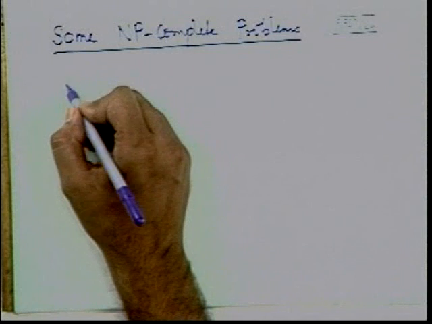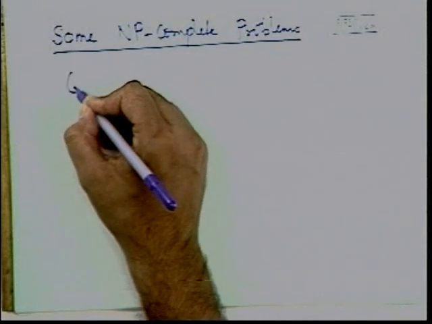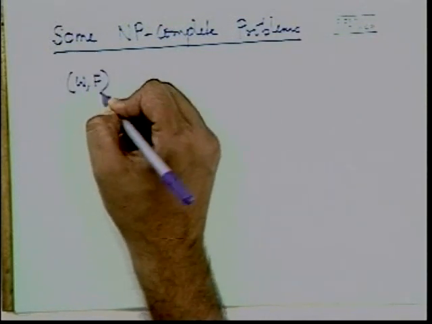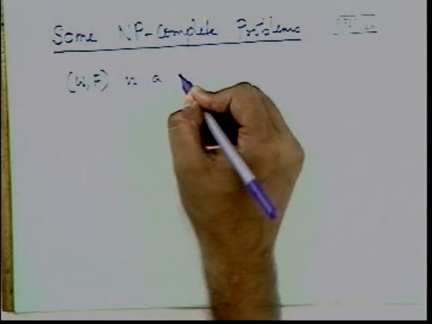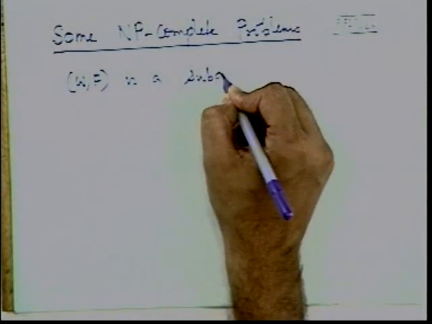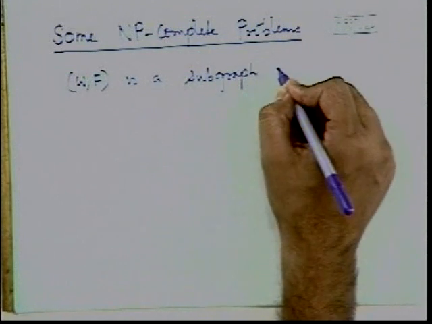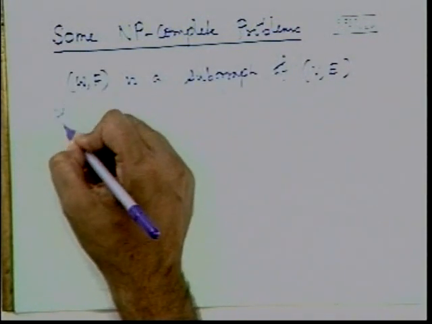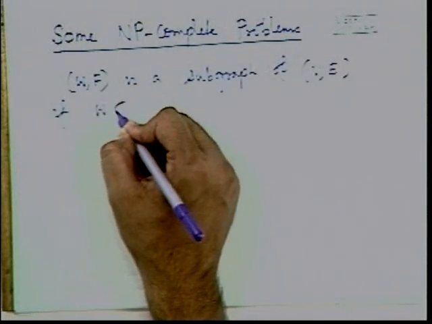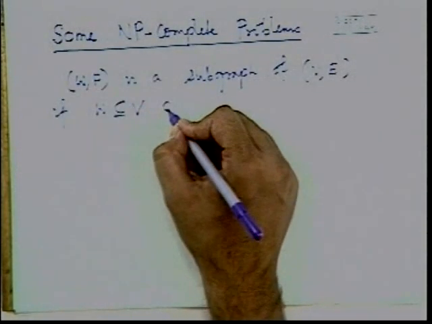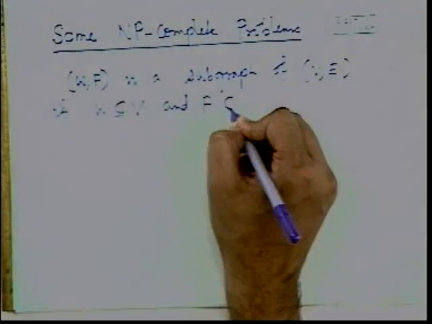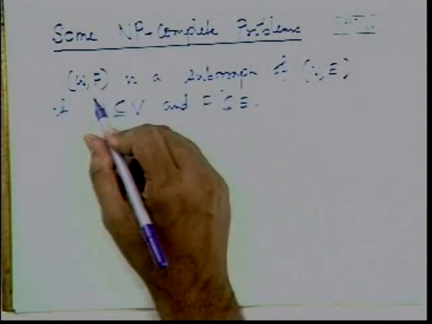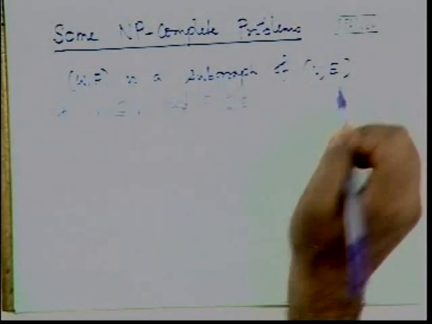Before I tell you what a clique is, let me first define some terms. (W, F) is a subgraph of a graph (V, E) if this condition is satisfied: W is a subset of V and F is a subset of E. Then we call this a subgraph of that one.